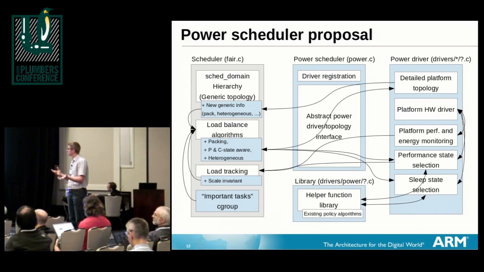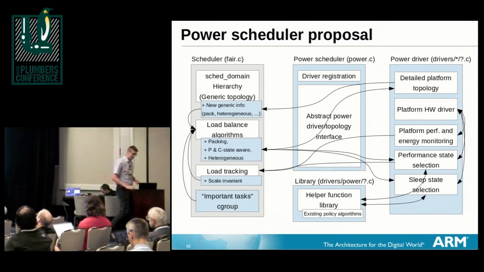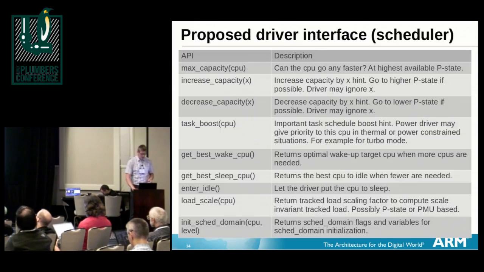So the overall structure would be that you have a power driver for your platform. If you don't, we can have a legacy driver that would just use the existing governor policies, and that would register with the scheduler, and you would have an abstract interface between the two. How that interface would look exactly like, I'm not 100% sure. I put down a list of things which could be there. Names may change. There are some things that are not optimal here.